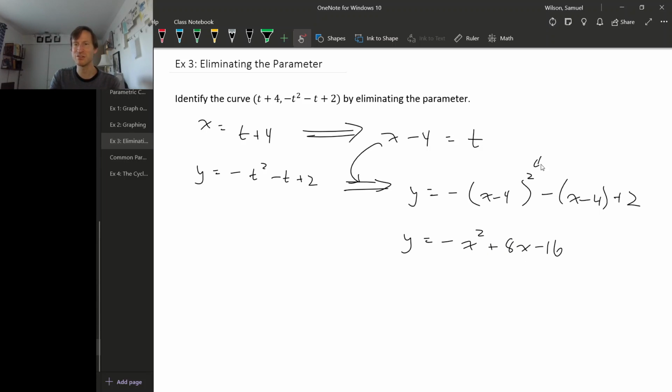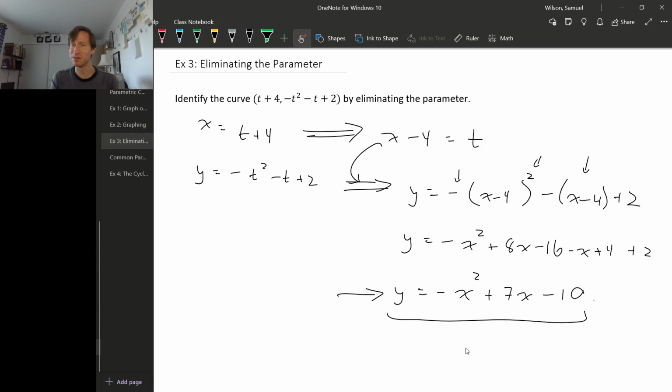So I've multiplied out this squaring, and I've distributed that minus sign there. And then from this second term, minus x plus 4, and then the plus 2 at the end. So this is y equals negative x squared, and then plus 8x minus x, so that's plus 7x. And then minus 16 plus 4 is negative 12, plus 2 is negative 10. All right, so this is the parabola that's traced out by these parametric equations.